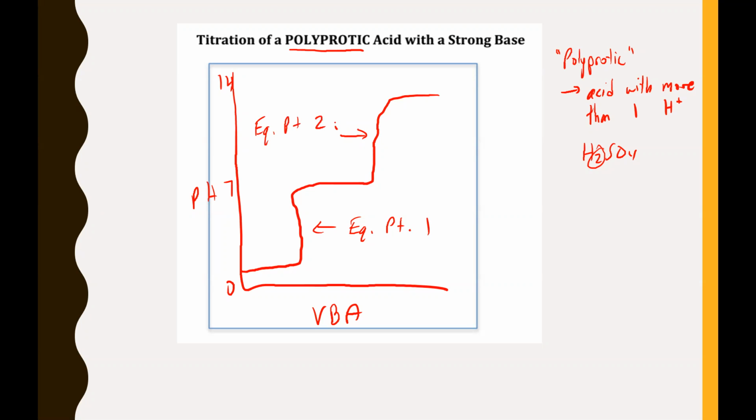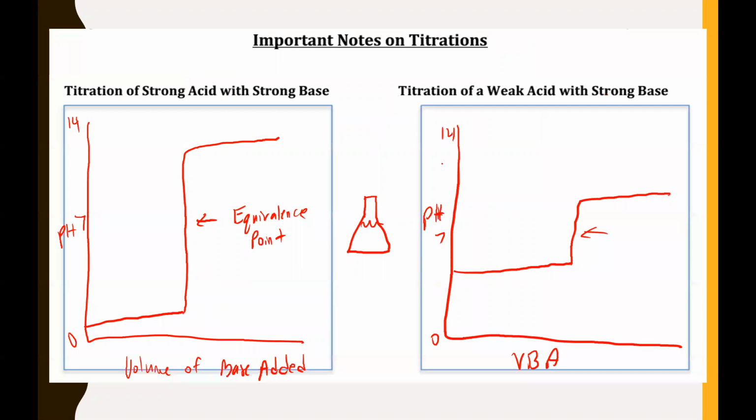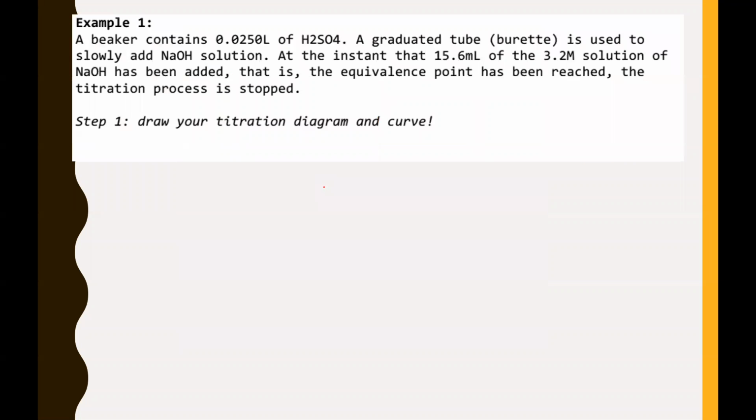Not super important for this course. You don't need to worry about that too much. What I do want you to worry about a little bit more are ones like this, right? Especially strong acids with strong bases, because that's really what we're going to be dealing with 99% of the time. So we're going to do an example. This is the only draw-a-curve example that we're really going to do here.